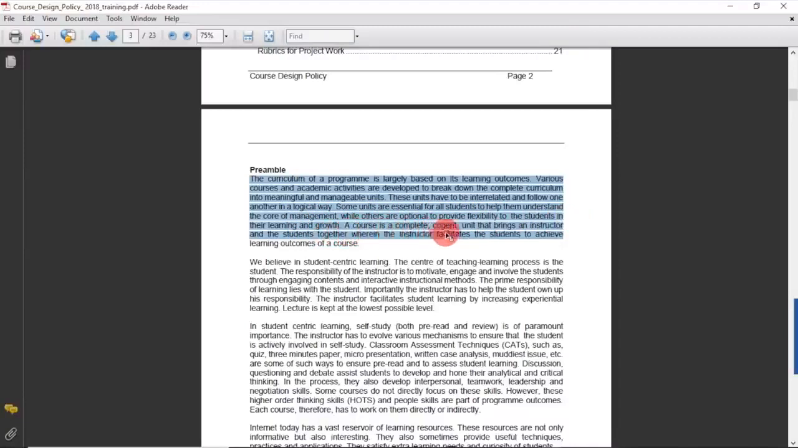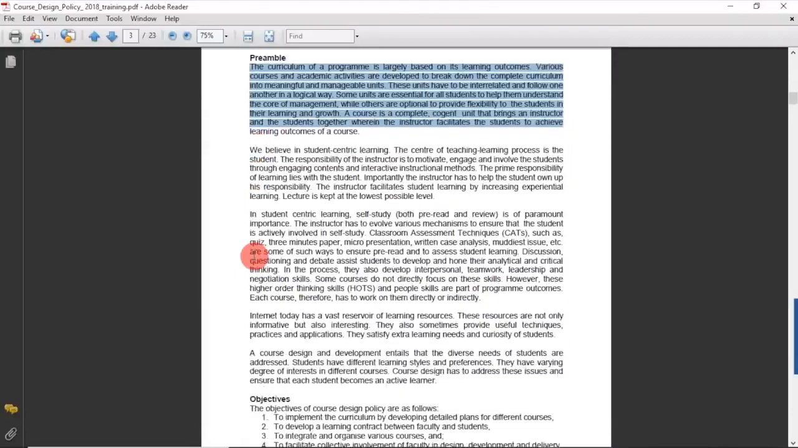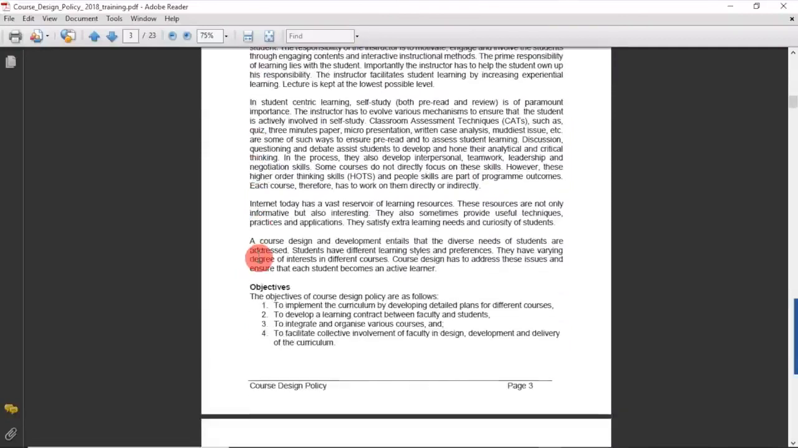A course is a complete, cogent unit that brings an instructor and students together, wherein the instructor facilitates the students to achieve learning outcomes of a course. So just see how we have started by developing the preamble of this particular course design policy, and by reading it you will come to know what exactly we are going to discuss.